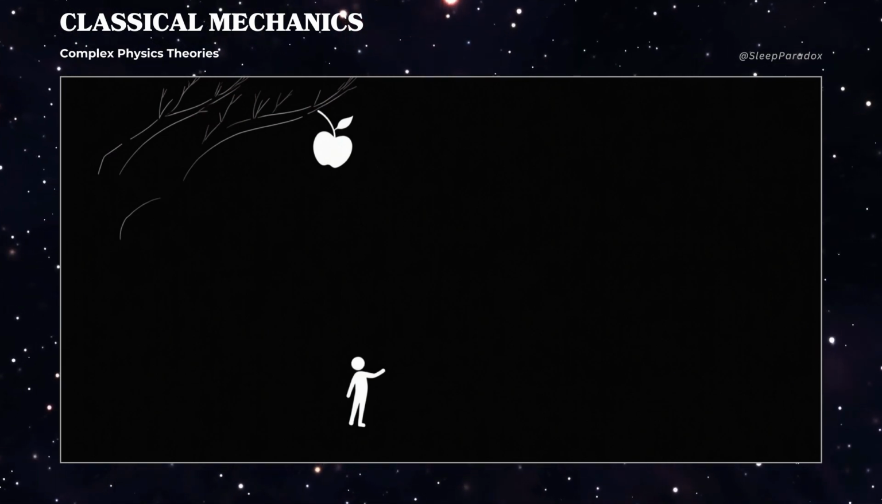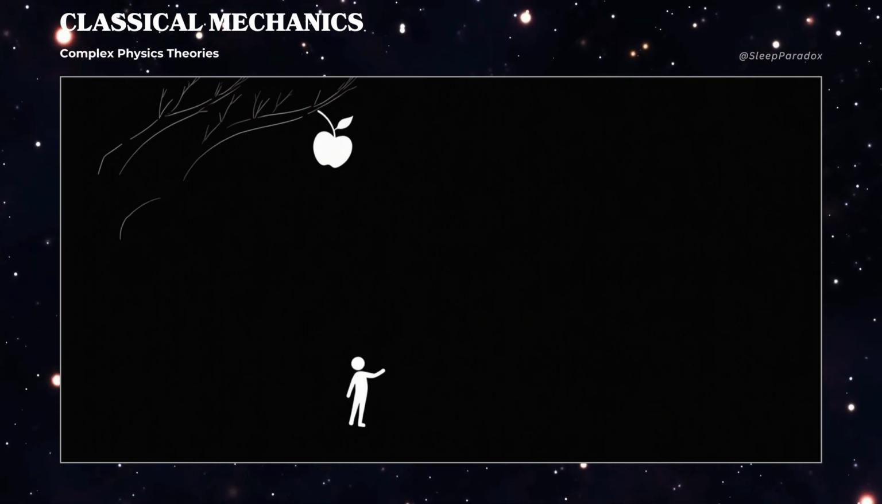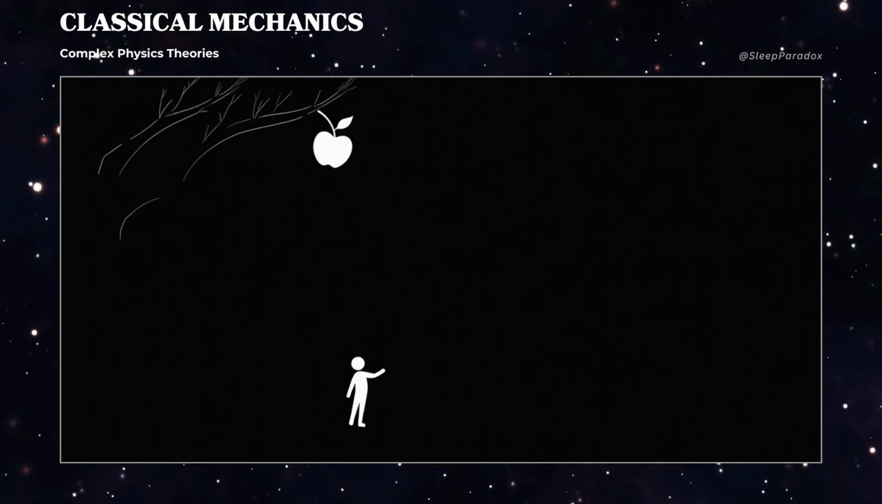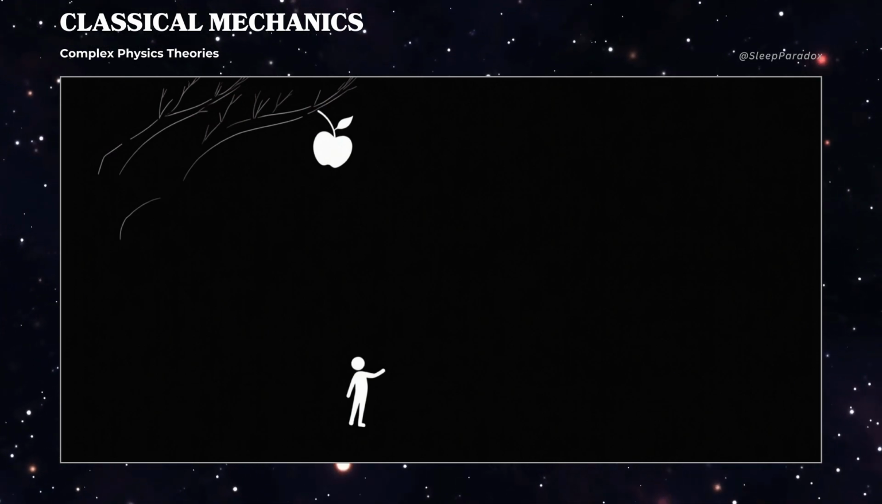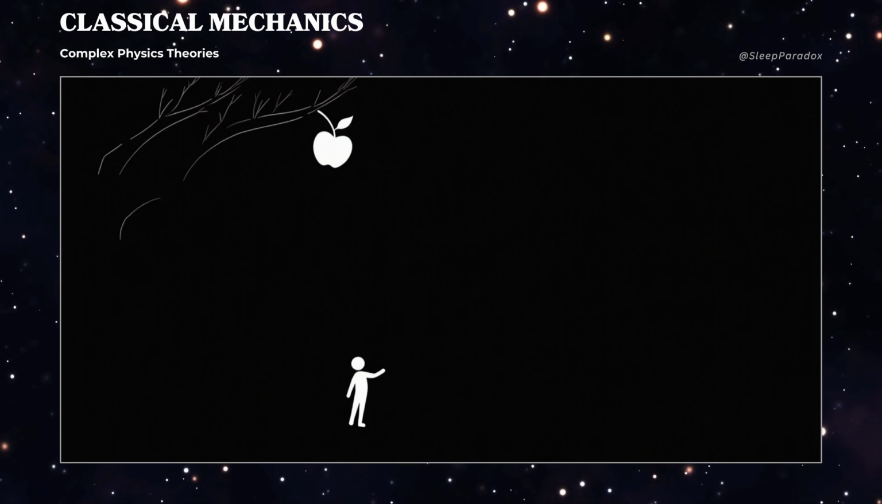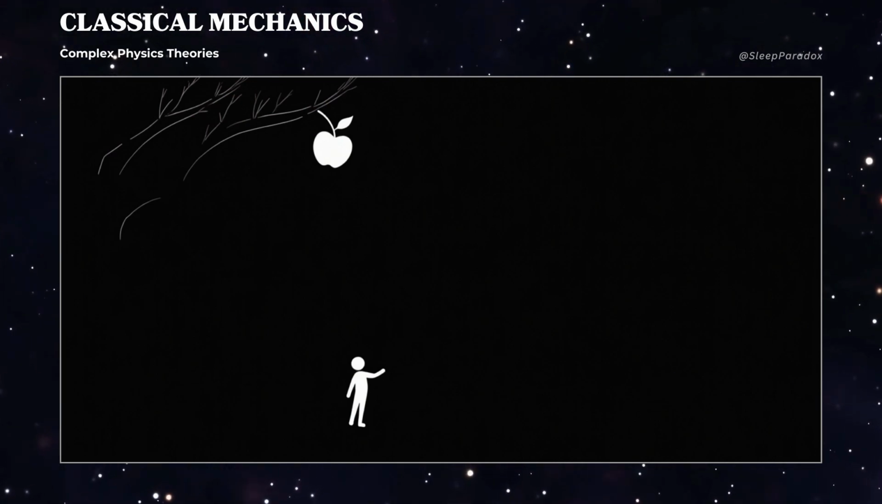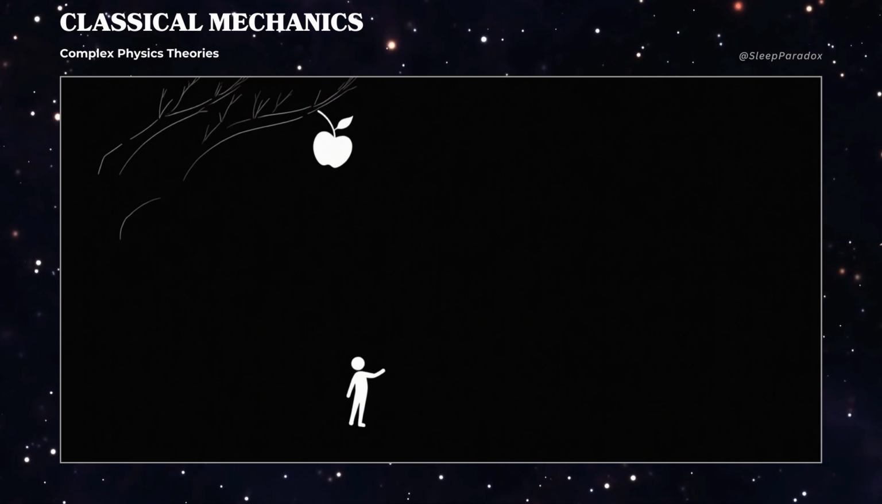most everyday situations. At its core, classical mechanics is about predictability. If you know the current position and velocity of an object, and you know the forces acting on it, you can predict exactly where it will be and how fast it will be moving at any future time. This idea, often called determinism, is one of the defining traits of classical physics.